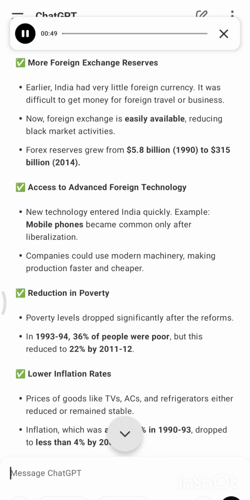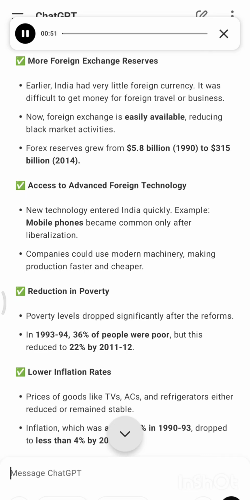More foreign exchange reserves. Earlier, India had very little foreign currency. It was difficult to get money for foreign travel or business. Now, foreign exchange is easily available, reducing black market activities. Forex reserves grew from $5.8 billion in 1990 to $315 billion in 2014.